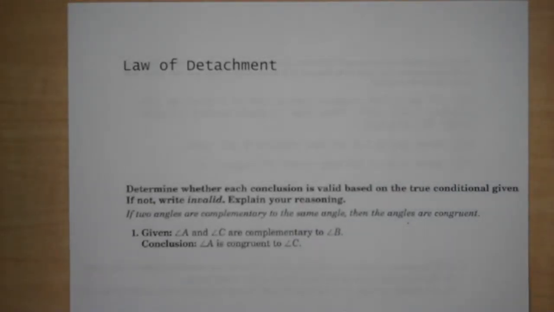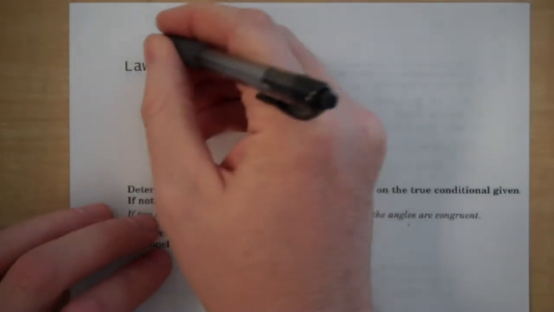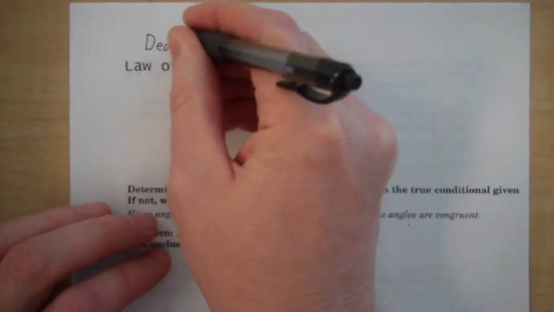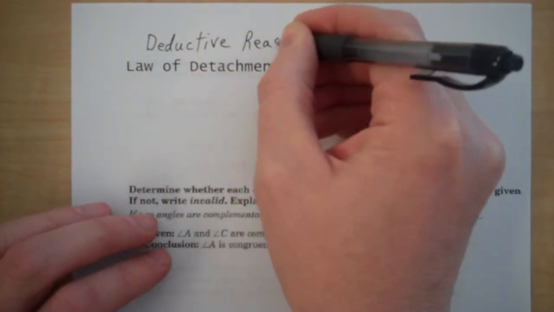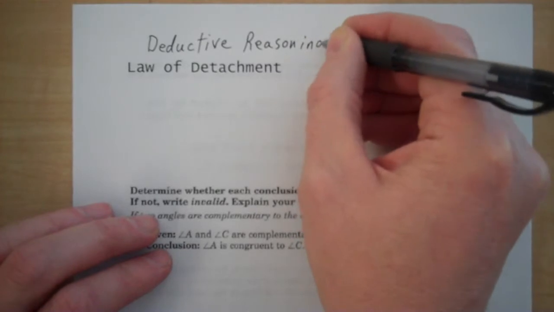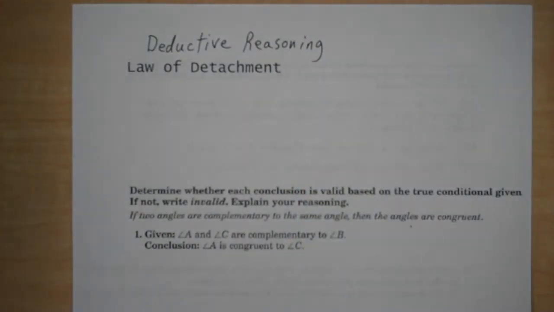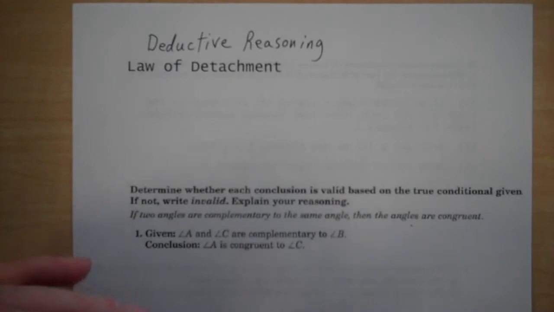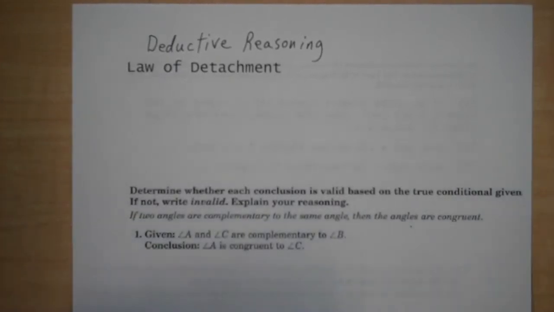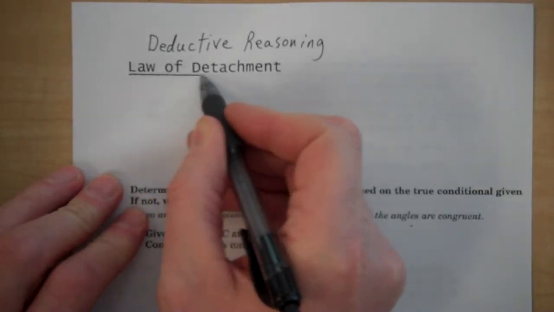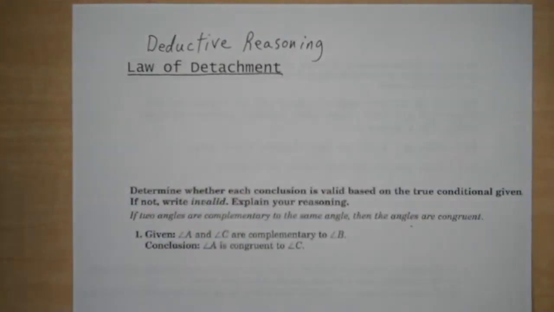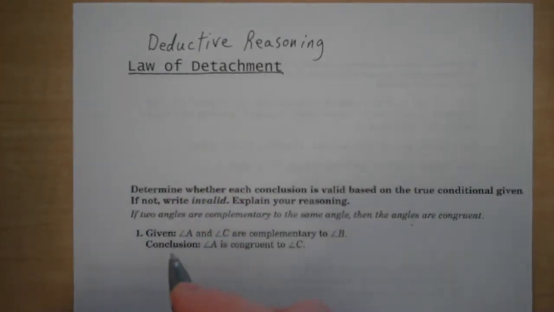Well, hello everyone. We are in the unit for deductive reasoning. Deductive reasoning is a type of reasoning where you use facts, postulates, and definitions, and put them together to come to some valid conclusion. We have two laws that we study with deductive reasoning, and one of them is the law of syllogism, which we've already dealt with. And the other one is the topic of this little lecture, which is the law of detachment.